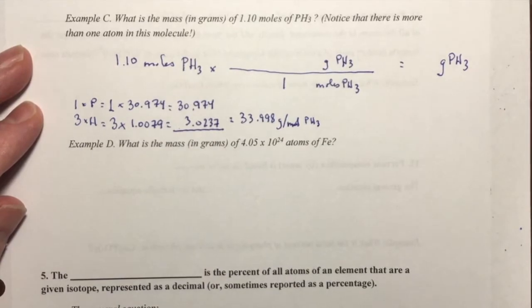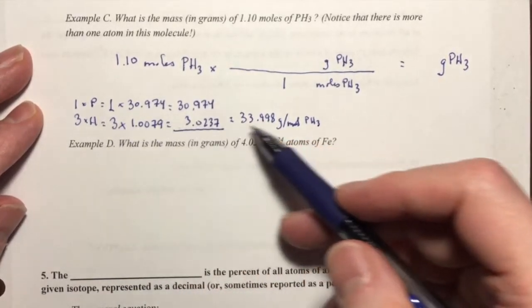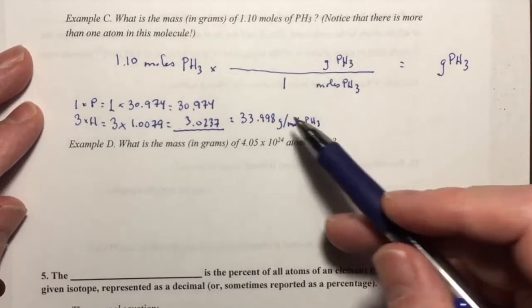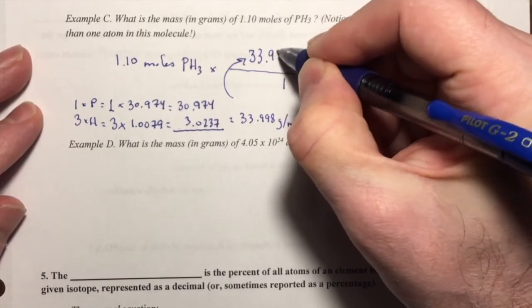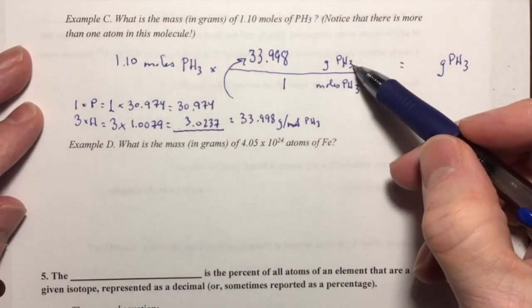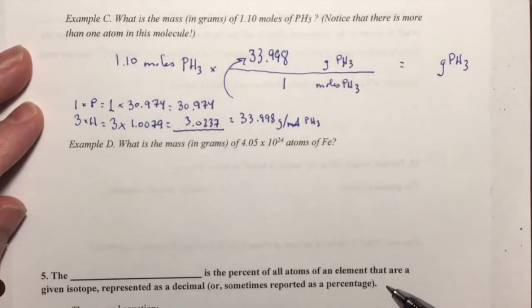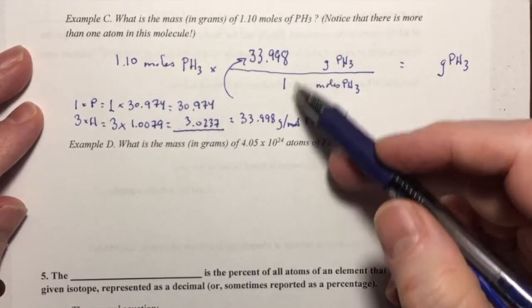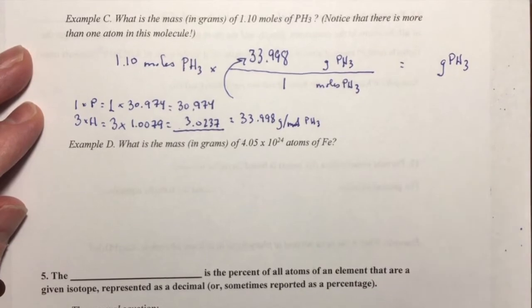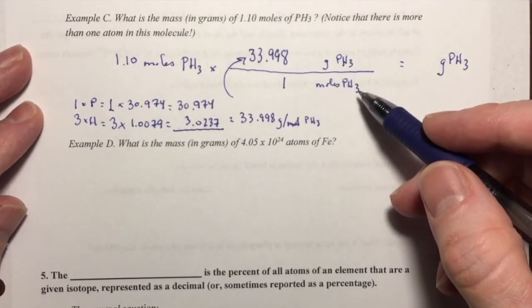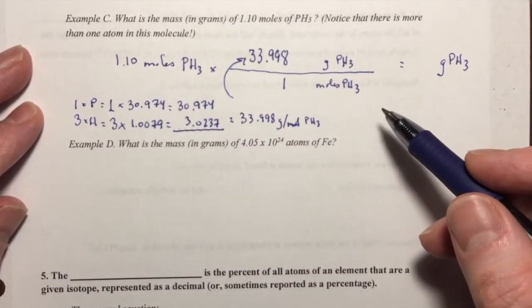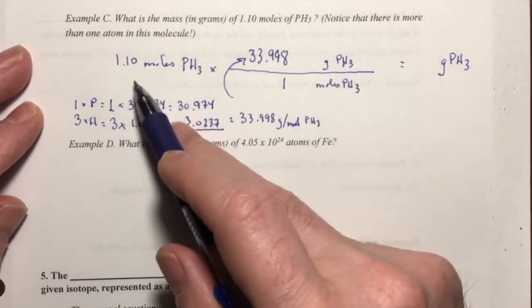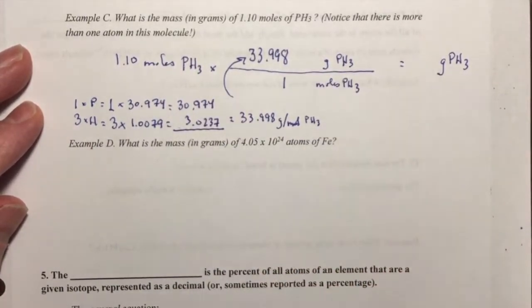Okay? So that's a little side calculation I had to do in order to get this number. Now that I've got it, I can plug it in right up here, 33.998 grams of PH3 for every mole of PH3. Again, hoping this is a review and you remember how to do atomic and molar masses for compounds. Sometimes they require doing a little bit of side calculation to get a number that you can plug into your main dimensional analysis. Now that we have these numbers, I can multiply across on the top and I'll have my answer because all the denominators are ones.